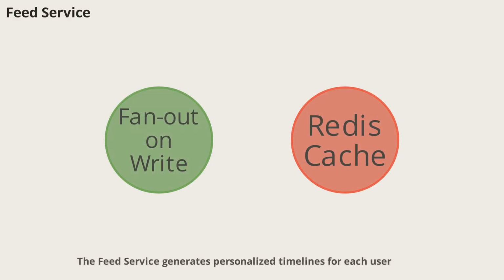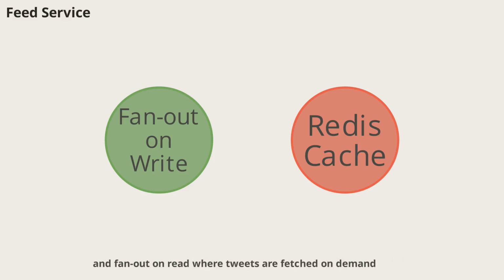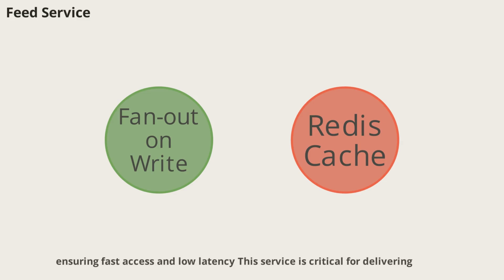Feed service generates personalized timelines for each user. It uses two main approaches: fan-out on write, where tweets are pushed to followers' feeds as soon as they're posted, and fan-out on read, where tweets are fetched on demand. Redis is used to cache pre-computed timelines, ensuring fast access and low latency. This service is critical for delivering the real-time experience users expect from Twitter.